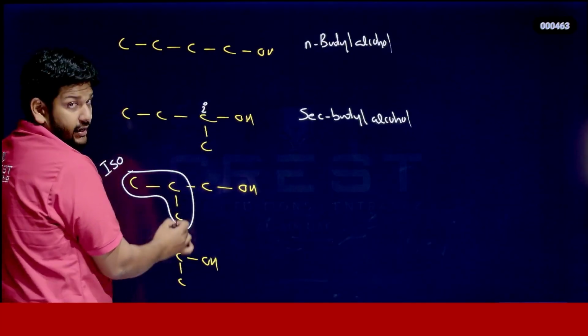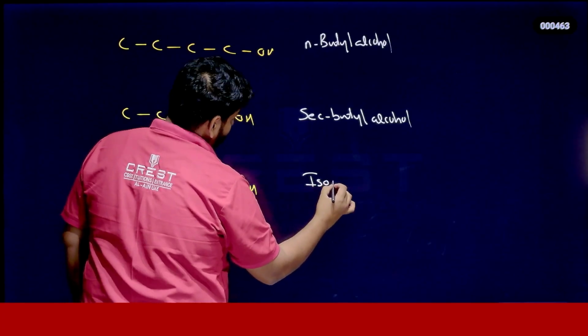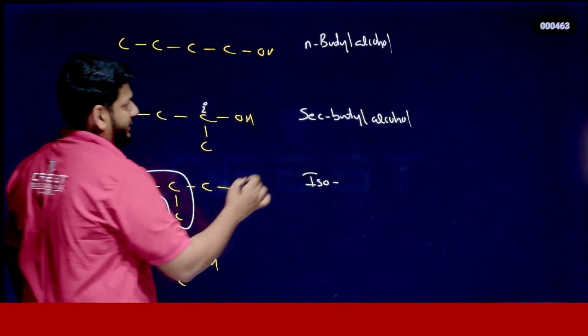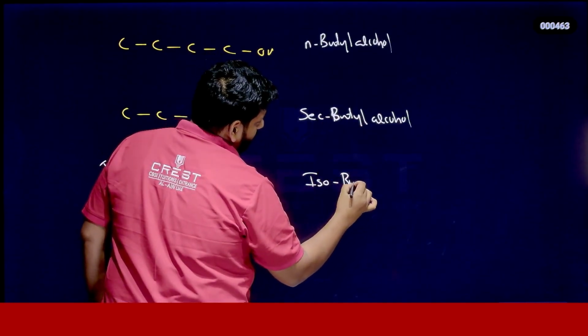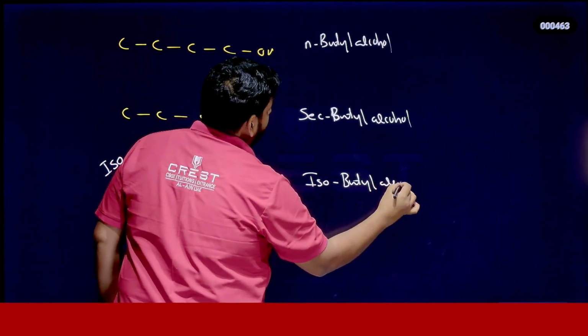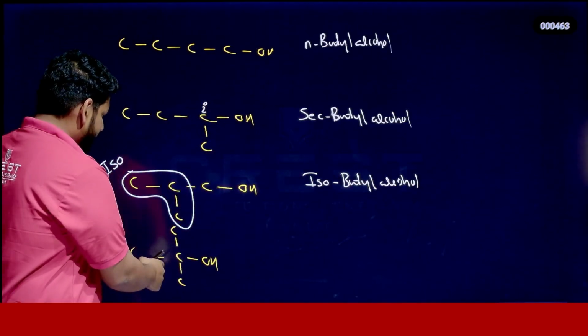Here at the end, we can call it iso. Not isopropyl, this is isobutyl, right? Yes, exactly, isobutyl. So this is isobutyl alcohol. Clear?